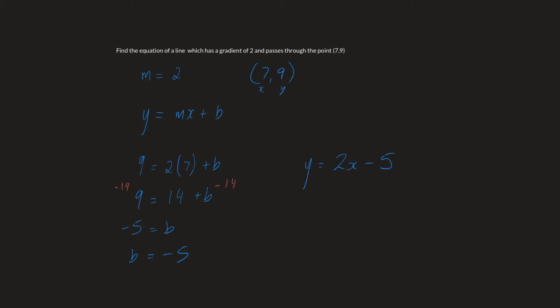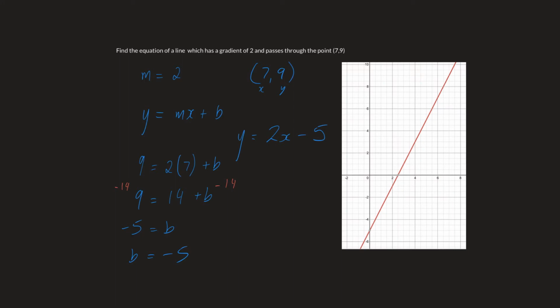And what we can do, we can actually check that now to see that it goes through the point 7, 9 and has a gradient of 2. So I've graphed that function, and you can see this point here is 1 for my y coordinate. So the rise is 1. And the run is a half. So remembering m equals the rise over run. So 1 divided by a half is going to equal 2. So that gives us our gradient.